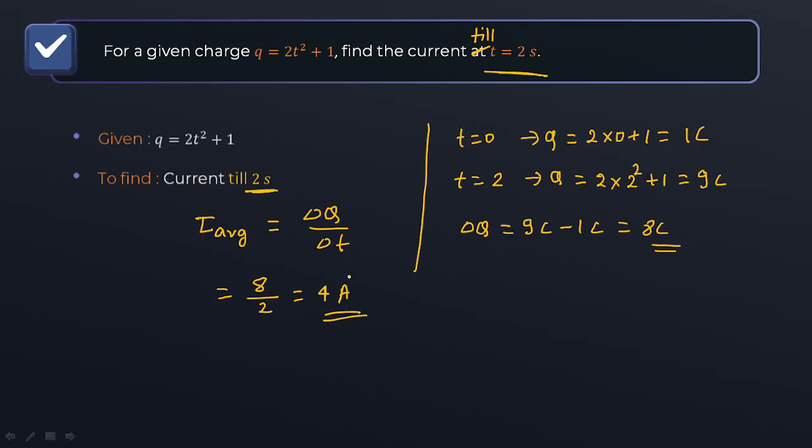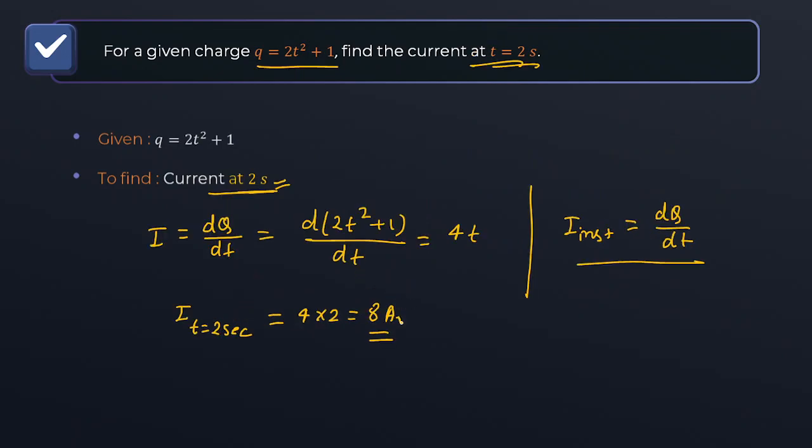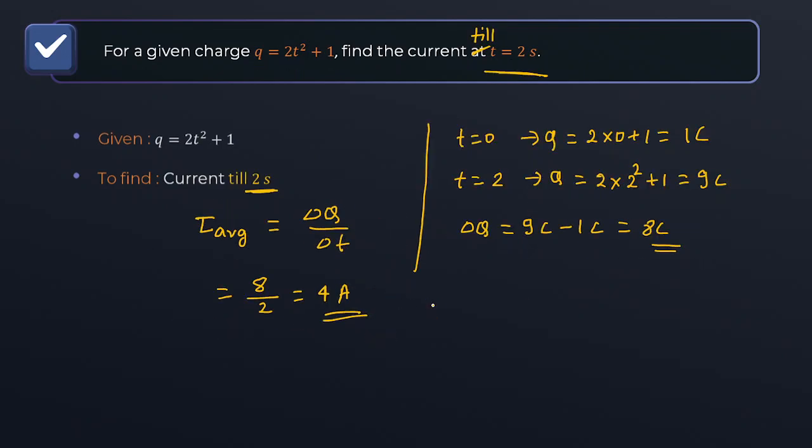So as you can see here, when we find current at t equal to 2, that value we got as 8 ampere. But when we write I average, that is only 4 ampere. Why? Because as time increases, the rate of flow of charge is increasing, right? So we can simplify like this. Clear to everyone?